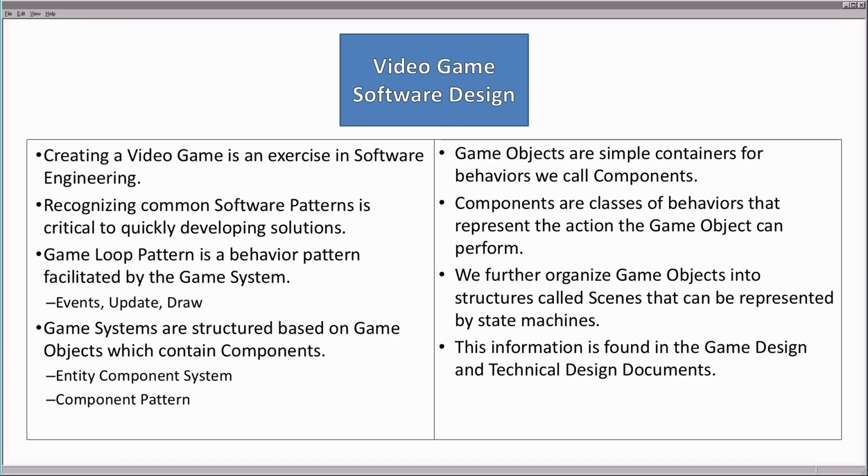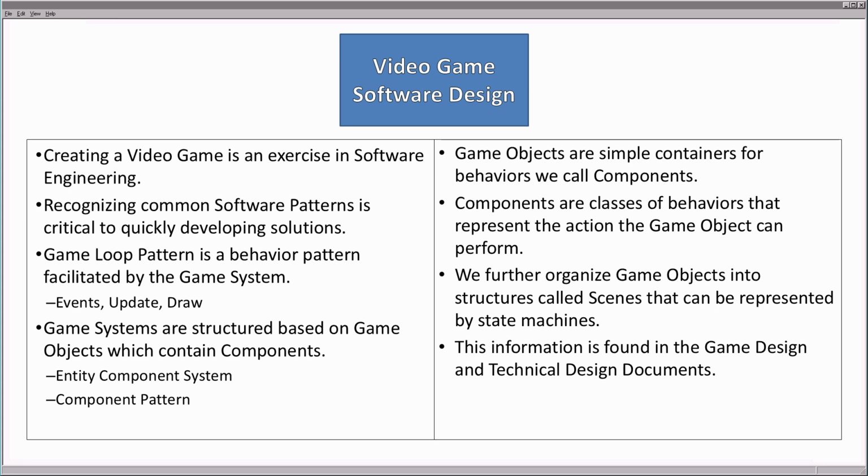To sum everything up, creating a video game is an exercise in software engineering. Recognizing common software patterns is critical to quickly developing solutions. The game loop pattern is a behavior pattern facilitated by the game system. Events, update, and draw are the steps. Game systems are structured based on the game objects which contain components.